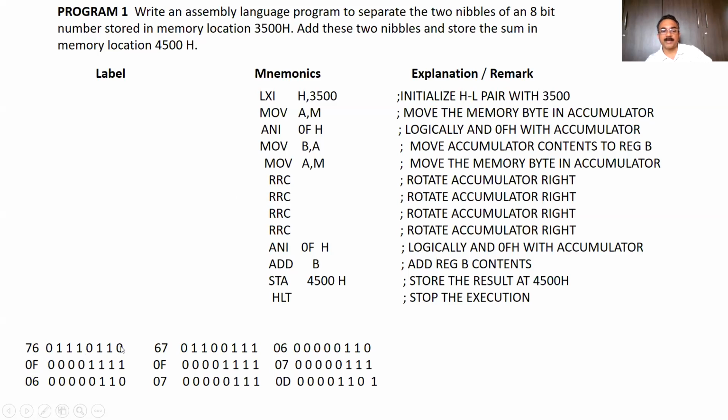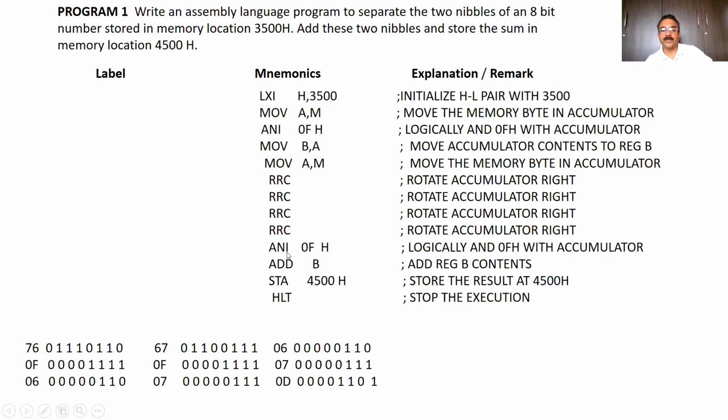When RRC is executed the first time, the bit D0 will go to D7 and all these bits will be shifted 1 bit right. Similarly, the second time, the next bit will go to D7 and everything will be shifted 1 bit right. So this way, when you rotate 4 times, the higher order nibble will become the lower order nibble and the lower order nibble becomes the higher order nibble. Okay, so your 76 becomes 67.